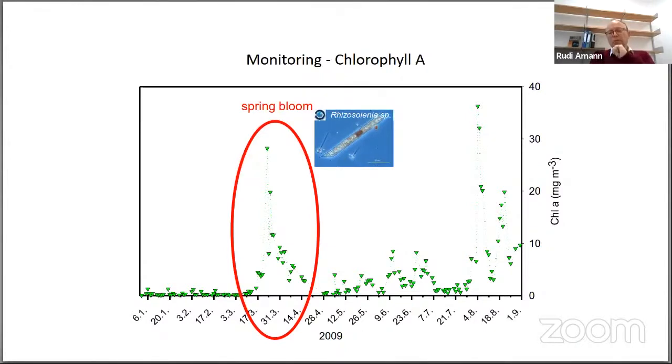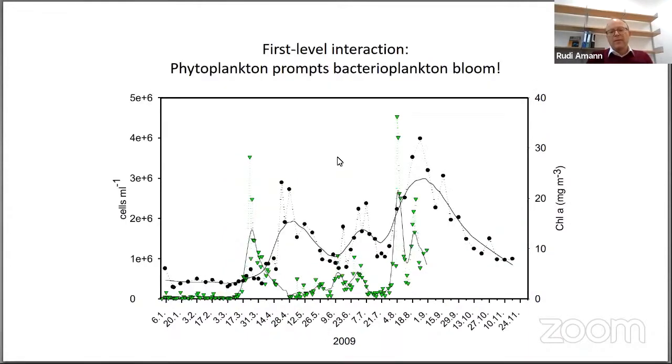There was a diatom bloom dominated by Rhizosolenia. You see that over there. And we have then the typical situation. This is the chlorophyll values over there, going up to 30 milligrams per cubic meter. You see that barely, but you see it. And black, this is the number of cells, mostly heterotrophic bacteria.